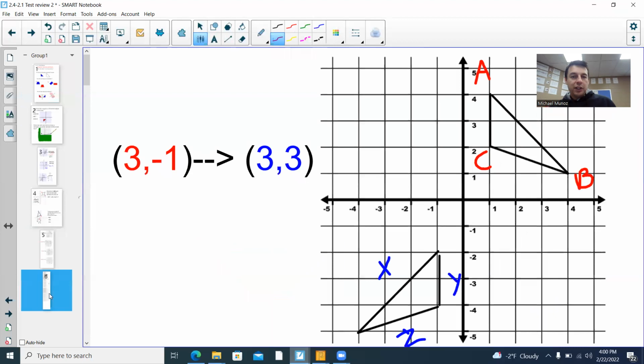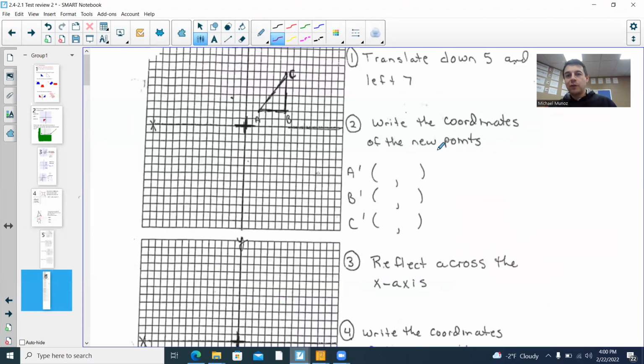Okay, so we're going to jump down to these problems, which is our test review. The first one is translate. That means we can go left, right, up, down. It says translate down 5 and left 7.